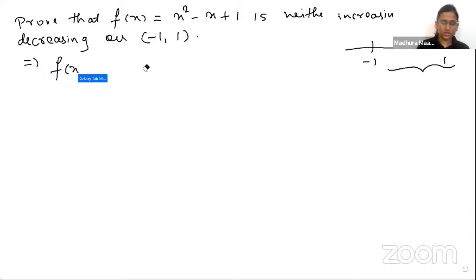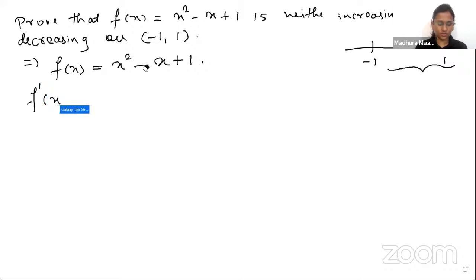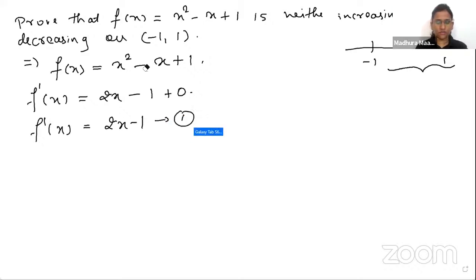Given f of x. What is given f of x? x square minus x plus 1. Okay. So I will find f dash from this. x square becomes 2x, minus 1 plus 0. That is nothing but f dash of x equals 2x minus 1. Let this be equation 1.